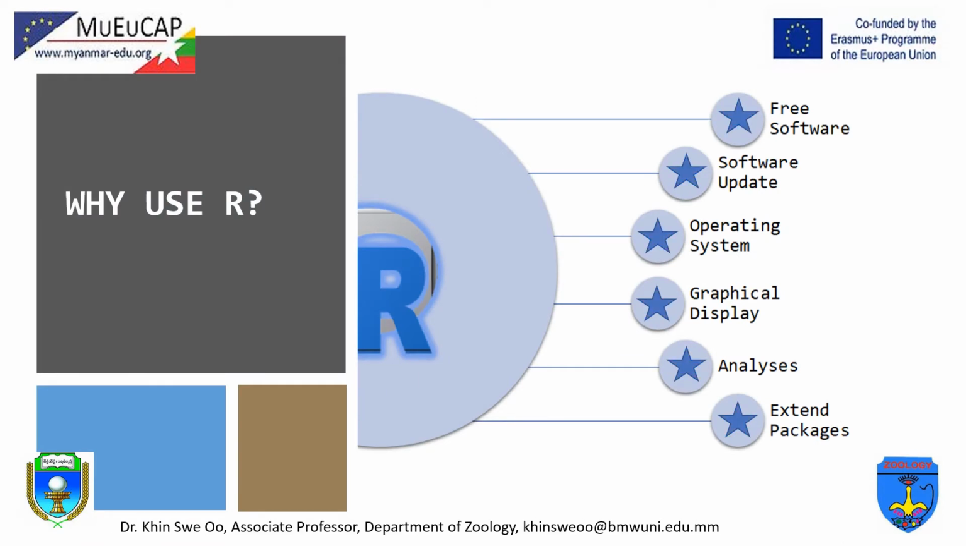Next, why use R? R is free open software and may be used as a calculator. So we can get the software update easily and regularly. It is available on all platforms including Windows, Mac or Linux. R also has nice graphics and visualization. There are many choices in the graphical user interface, GUI, of R. R will handle a variety of specific analysis. R can be extended with dataset packages.